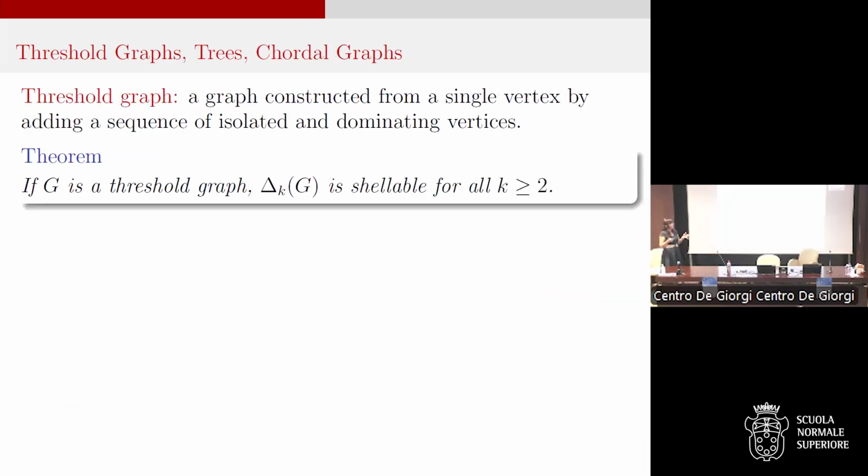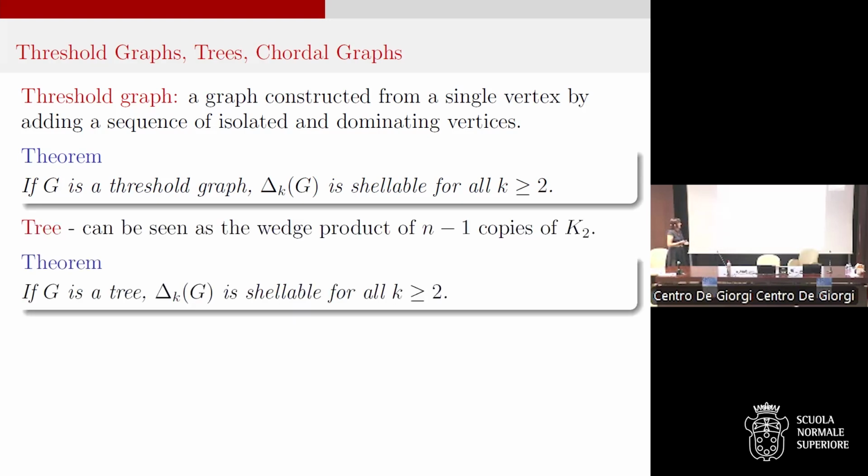And now we can finally have some results for general classes of graphs. First, threshold graphs. Those are graphs that can be constructed from a single vertex, such that in each step you either add an isolated vertex or a dominating vertex. So add something isolated or connect to all that is there. And when we think a little bit, it's easy to see that whenever we have a threshold graph, delta k of G is shellable because of the previous constructions. And of course, trees can be seen as wedge products, right? So their cut complexes are always shellable.